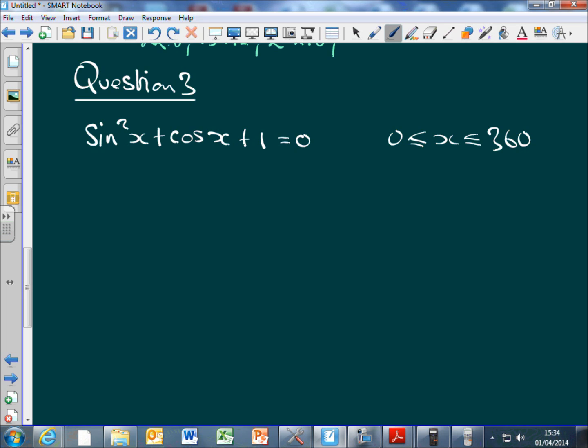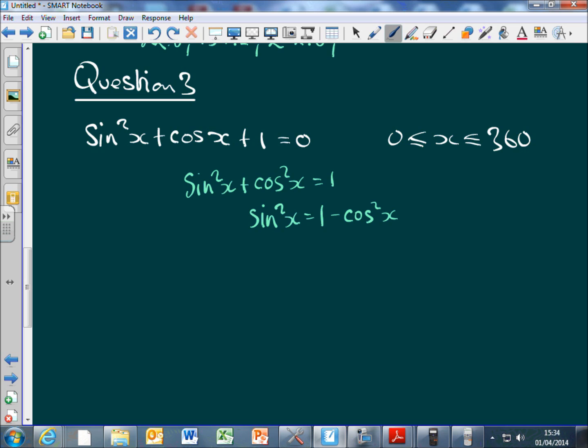There's a sine and a cos, so you can only solve these things if they're all in terms of sine, or they're all in terms of cos, or they're all in terms of tan. So I've got to use an identity, and the identity we're going to use is sine squared x plus cos squared x equals 1, and that means that sine squared x is equal to 1 minus cos squared x.